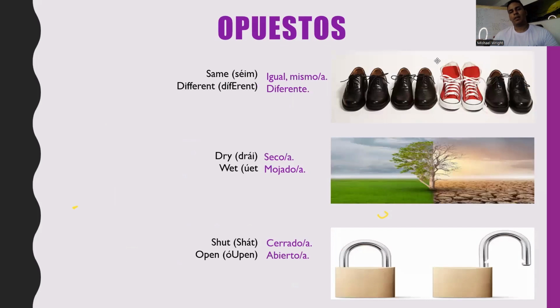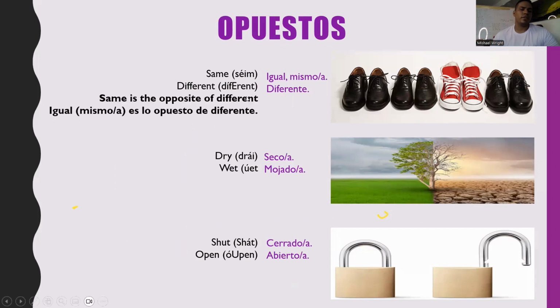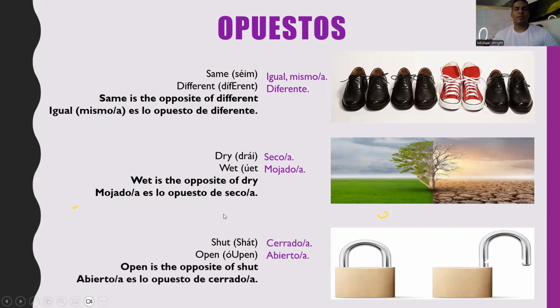So we have opposite words, that is a strategy to learn, right? So we have same, different, and you say same is the opposite of different, no? Same is the opposite of different. Dry and wet, right? Dry is the opposite of wet, or vice versa. Wet is the opposite of dry. Shut and open. Open is the opposite of shut, right?